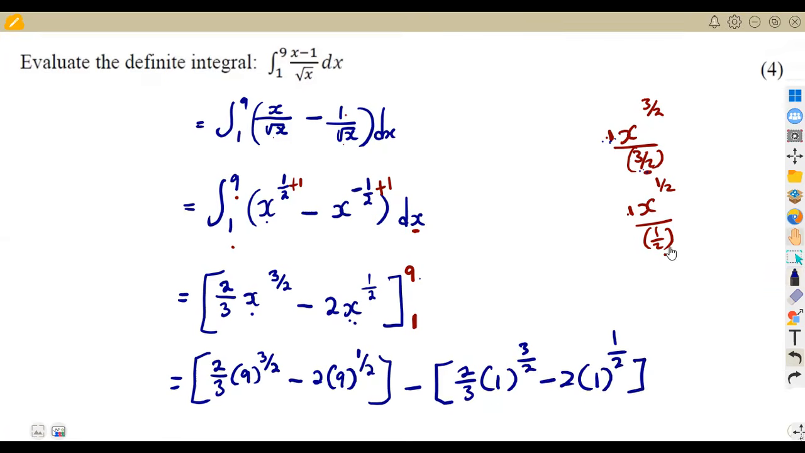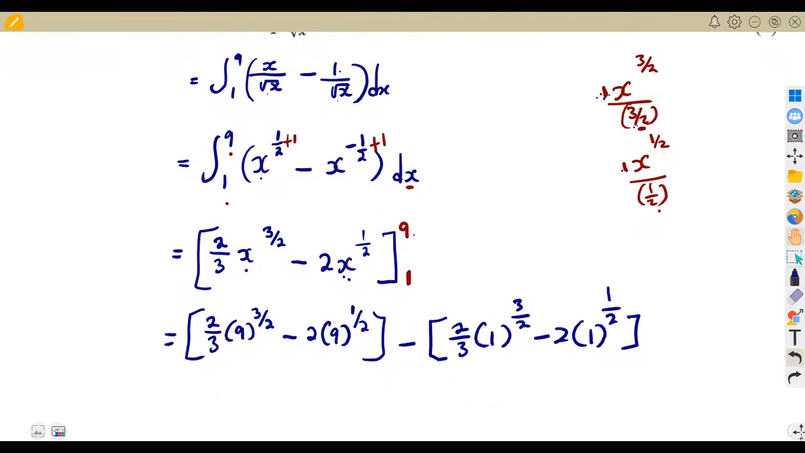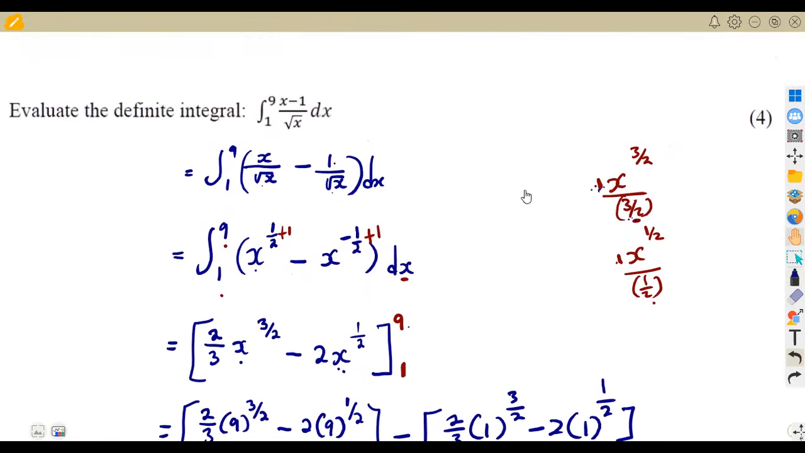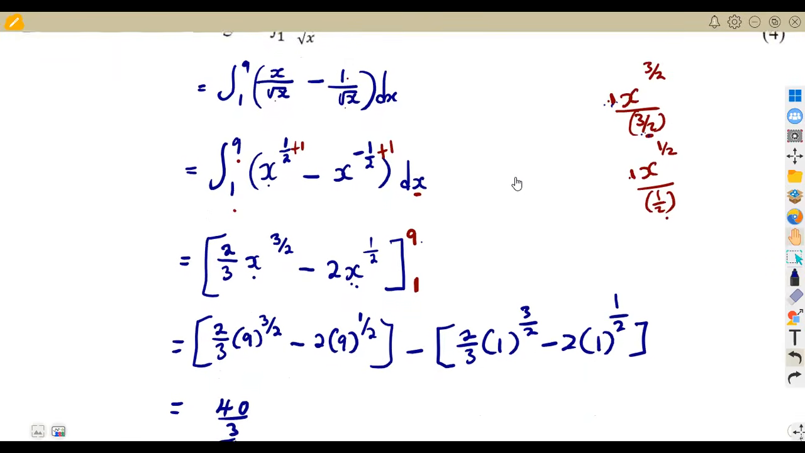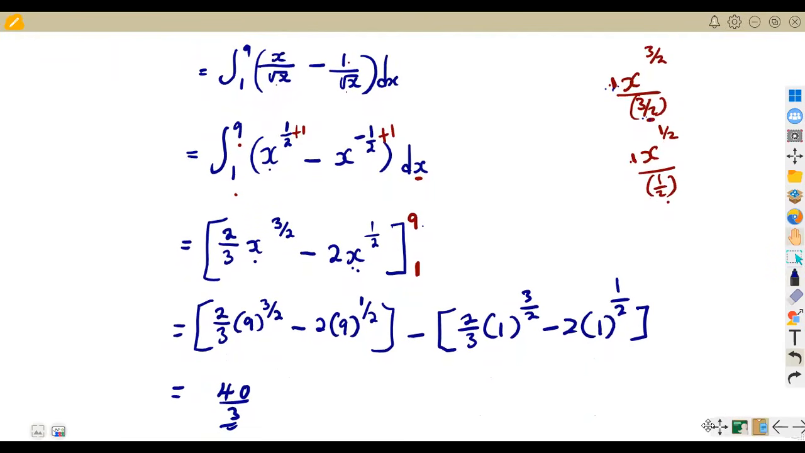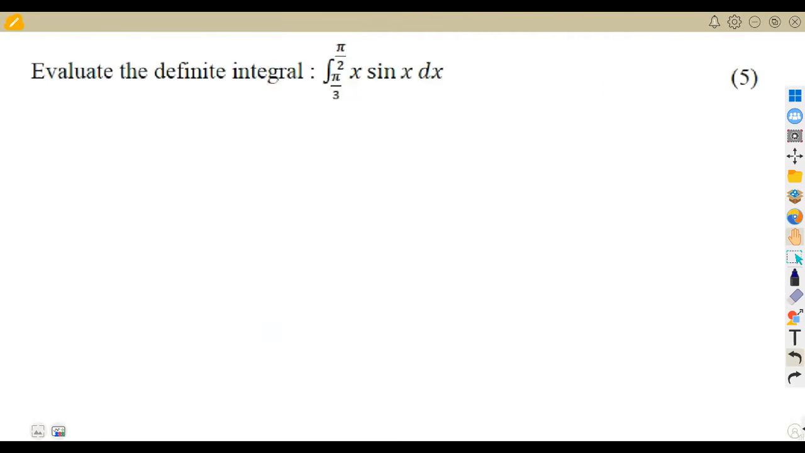So this is how you play around with your integral. The only part that you simply need is to integrate direct, the way that you are used to. Then you apply your limit. So this whole part was going to give us 40 over 3. All right, so that is how we simplify our definite integrals. All we need is to integrate direct. After integrating, apply your limits, knowing that it's upper limit minus the lower limit. So we have another part here.